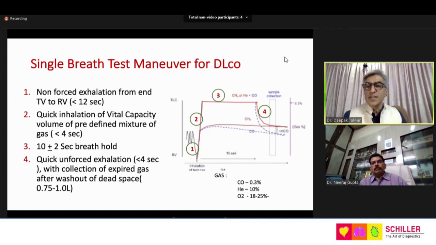So the first step, you can see from here, is that the person is tidal volume breathing, and then does a non-forced exhalation until they reach the residual volume. Then the valve opens and you inhale the gas. This gas inhalation is quick, but also slow and smooth. It's not forced inspiration. You don't do forced inspiration here, and you reach the total lung capacity. Obviously, you need to do it fast, so you need to inhale quickly and not with force. Quick inhalation and forced inhalation are different.